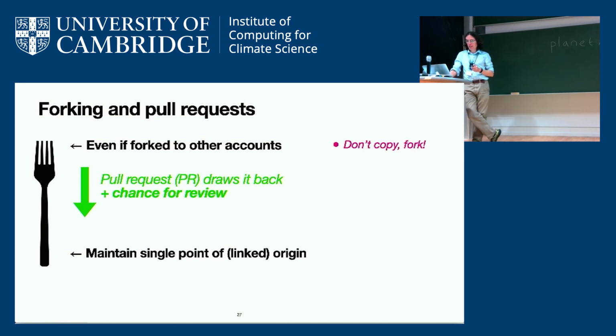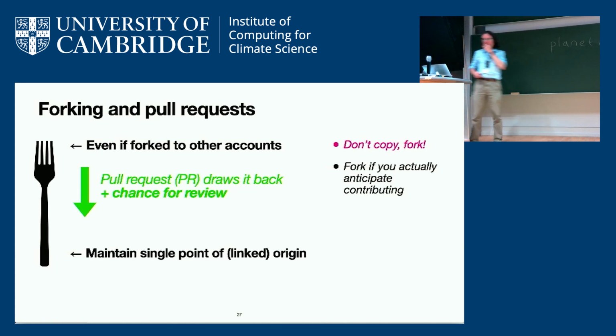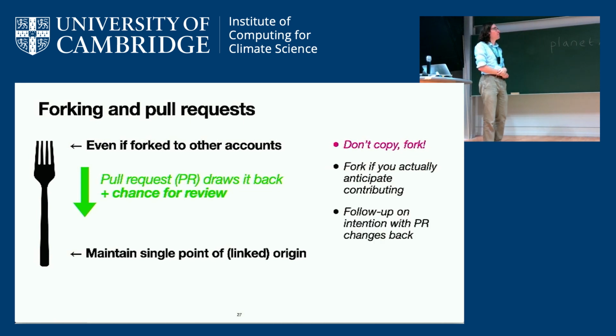So the general advice is don't copy fork, but also only fork if you really anticipate contributing to the project. It can get a bit complicated if you've got loads of forks and your fork was really just because you wanted to play around with your own configuration. Well, that doesn't really need a fork. You can just clone it and play around on your local machine. I think within a project, it's much easier to understand what's going on if the forks have some meaning. They're there because someone actually wanted to contribute back and make a pull request back to the original repository. So yeah, follow up with the PR.